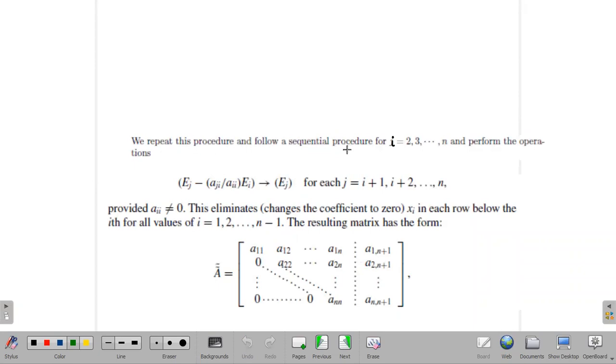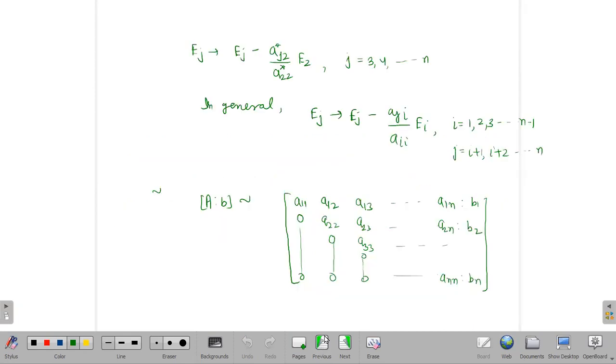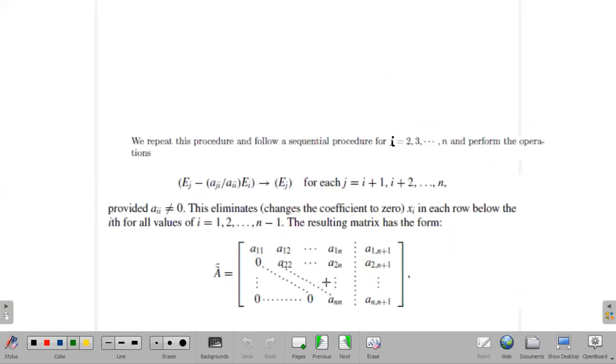So we repeat this procedure again and again, then we will get i equal to 2, 3 to n, and j is running from i plus 1 to n, and this is the upper triangular matrix. So here you can write these bi entries. Actually, I have written b1, b2. You can write b1 as a1,n+1 also, because it is the (n+1)th column. So you can write a2,n+1 also, and an,n+1. That is up to you.